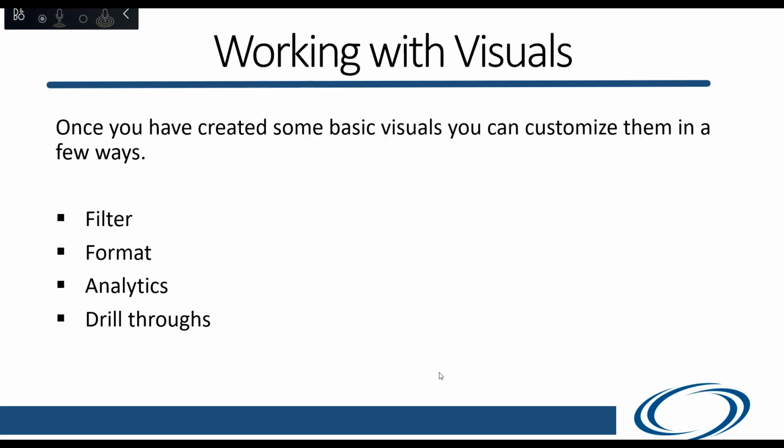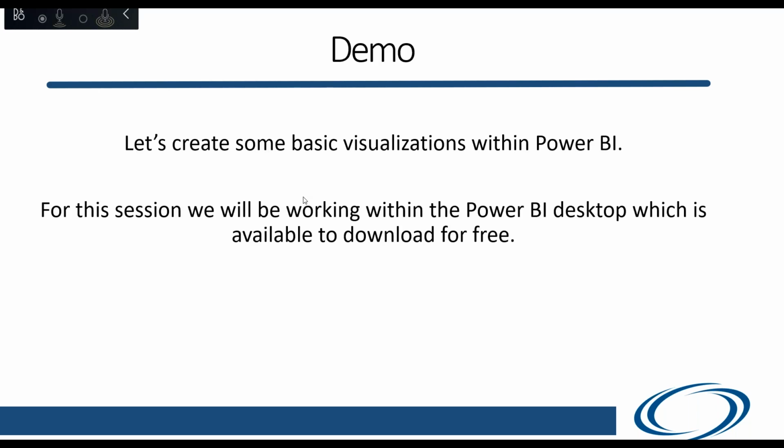The other things we're going to look at with creating visualizations is also working with them. So once you've created them, there's a few things that you can do to customize your report further. You can filter your visuals, you can format them. We're going to take a look at some of the analytics available to add, like trending lines or constant lines, which we'll look at, and then drill throughs. So without further ado, let's go ahead and take a look at how this works within Power BI. And today we are working on the desktop version, which is available to download for free.